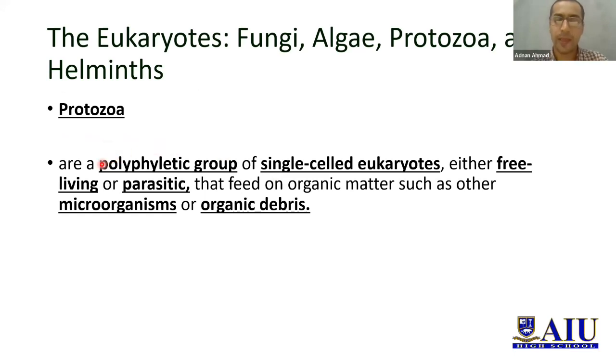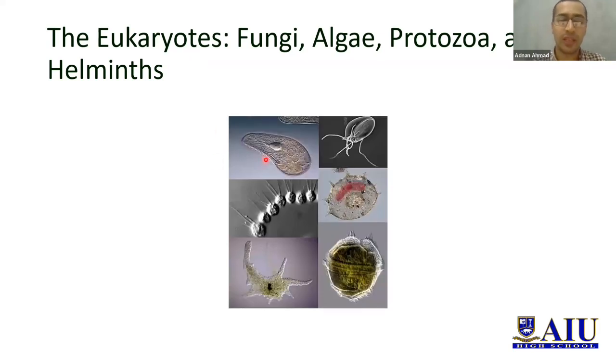Now, what are protozoa? Protozoa are a polyphyletic group of microorganisms, which are also single-celled. They are made up of eukaryotic cells. They are free-living, or they can be parasitic, for example amoeba. You must have heard of the names amoeba and paramecium before. They feed on organic matter such as organic debris, right? These are a type of microorganism which belongs to the eukaryotes, and they are different from fungi. These are some of the examples and pictures of the protozoa.